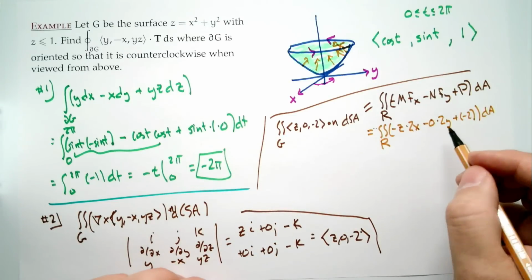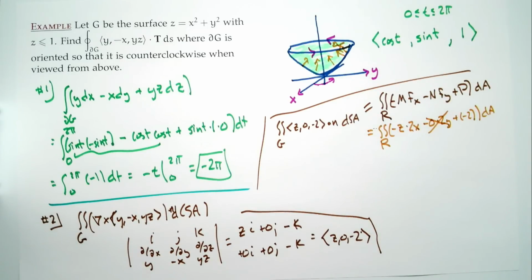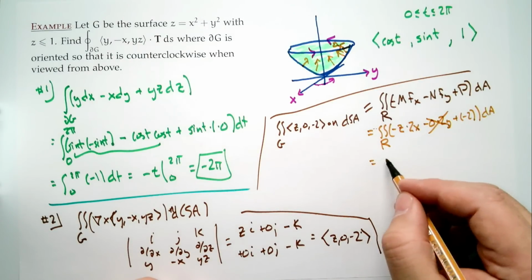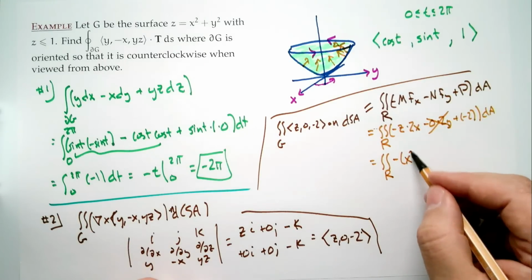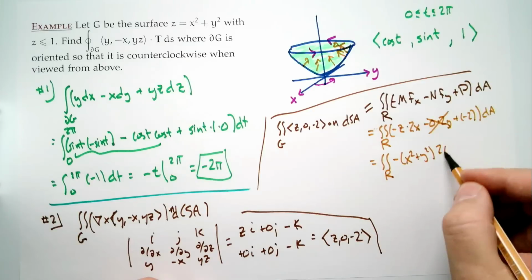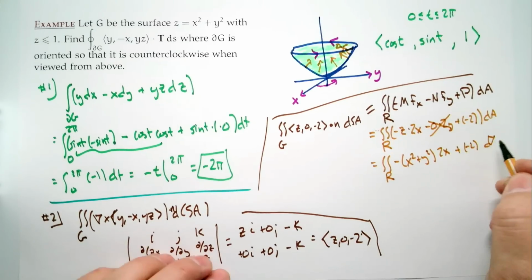Now, parts of this integral are easy to compute. For example, 0 times 2y is very easy. That's 0. Now, we're not quite done with this minus z yet. So that's the integral over our region. You have to put everything: minus x squared plus y squared times 2x. Okay, good. Plus negative 2 dA.